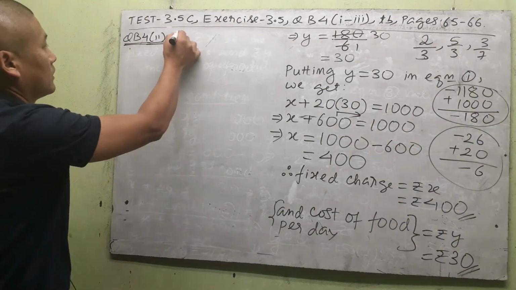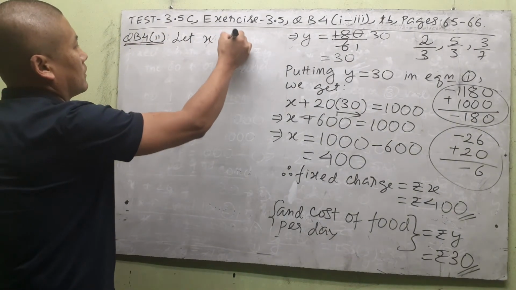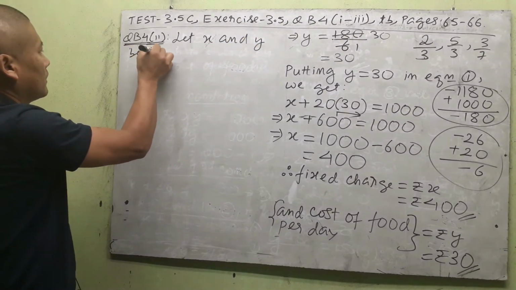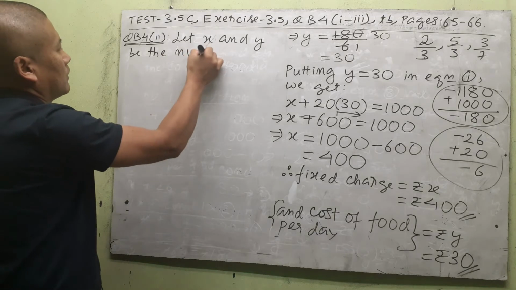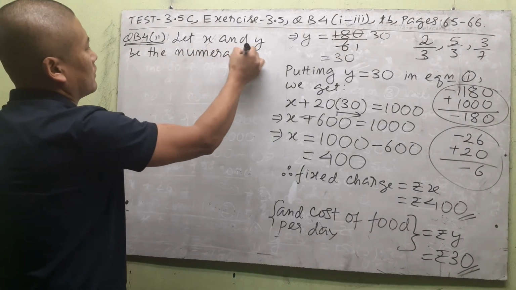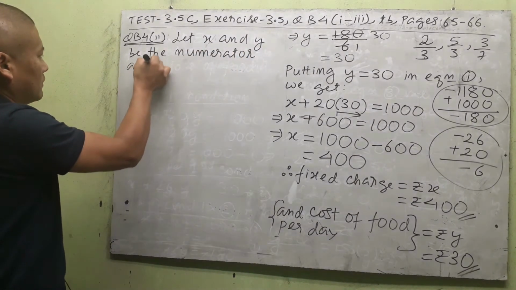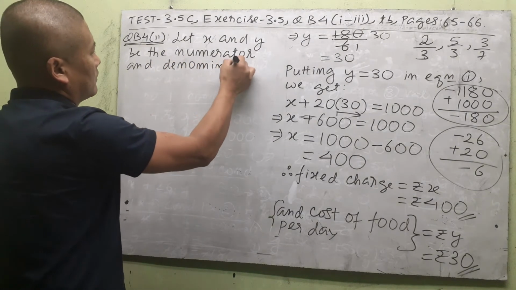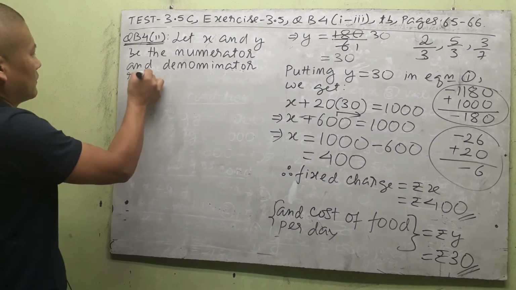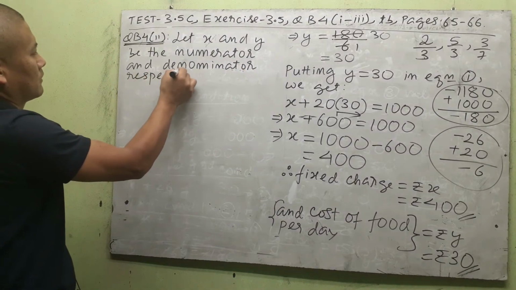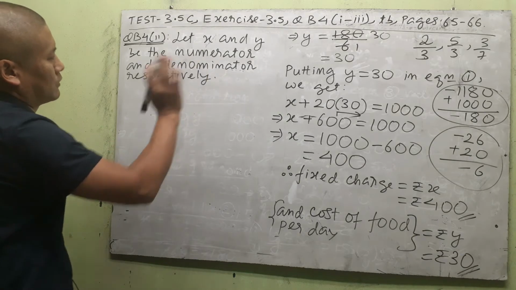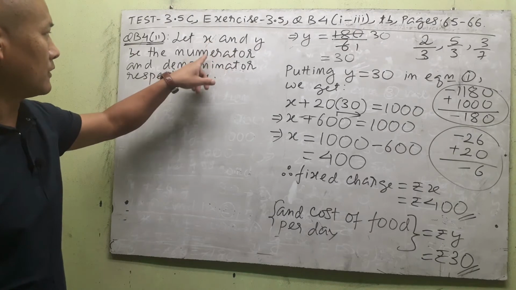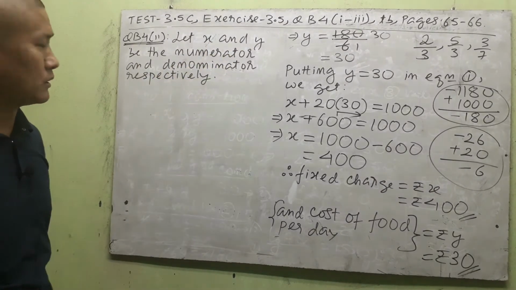So every fraction has got an upper part called the numerator and a lower part called the denominator. So let us write here: let x and y be the numerator and denominator respectively. The word respectively means the first one, x ahead of y, is the numerator, and y, the second one, is the denominator.